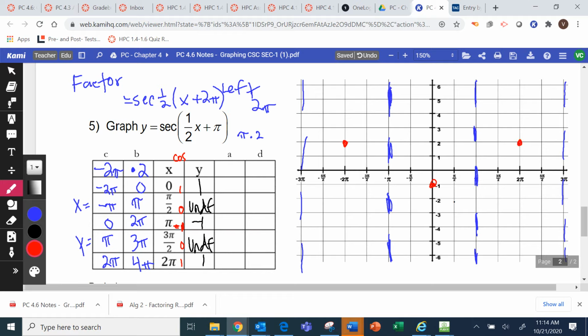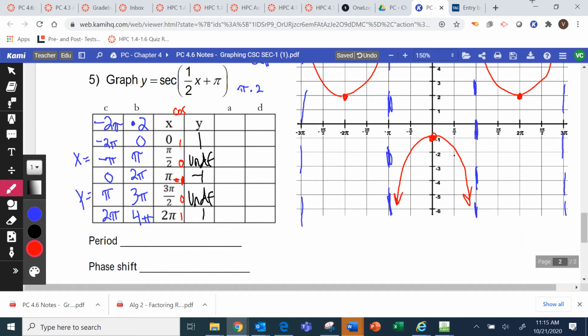If it's on top, it opens up. If it's on the bottom, it opens down. And when I say top and bottom, I don't mean positive or negative. I just mean where it is according to the other. We're going to answer all this information.